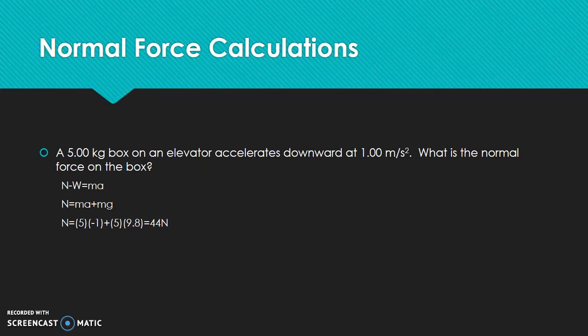Alright, so we have to first think about the formula that we're going to use, and then also think about a diagram. I always like to draw things when I'm not confident with what's going on. So here's an elevator that I just drew, and there is a box on this elevator weighing 5.00 kilograms, and the elevator is accelerating downward at 1.00 meters per second squared. It's asking us what the normal force would be.